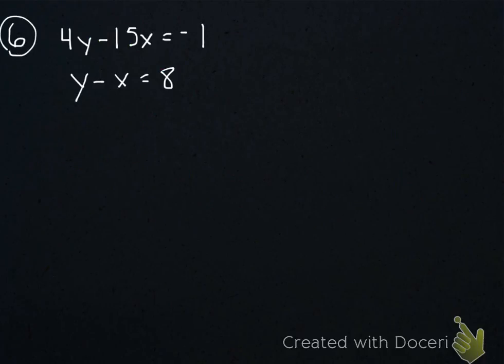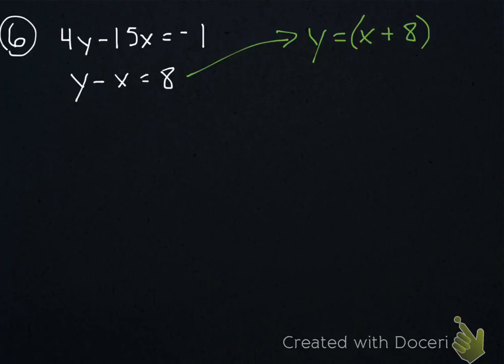Number 6. We got 2 equations, 2 variables. The bottom equation looks easier to me because all my coefficients are 1. So I'm going to take my bottom equation and solve it for y. You could solve it for x. Remember, we got to move the x to the other side. So I end up with y equals x plus 8 because the x becomes positive when you move it.